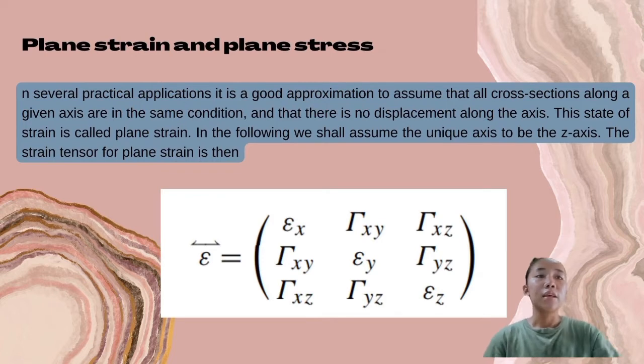Plane strain and plane stress. In several practical applications, it is a good approximation to assume that all cross sections along a given axis are in the same conditions, and that there are no displacements along that axis. This state of strain is called plane strain. In the following, we shall assume the unique axis is the z-axis. The strain tensor for plane strain is then as follows, where all strain components are independent of z. The term plane, of course, refers to the fact that the strain is confined to a plane. If we only have displacements along z, and this displacement is independent of z, the strain state is referred to as antiplane state.